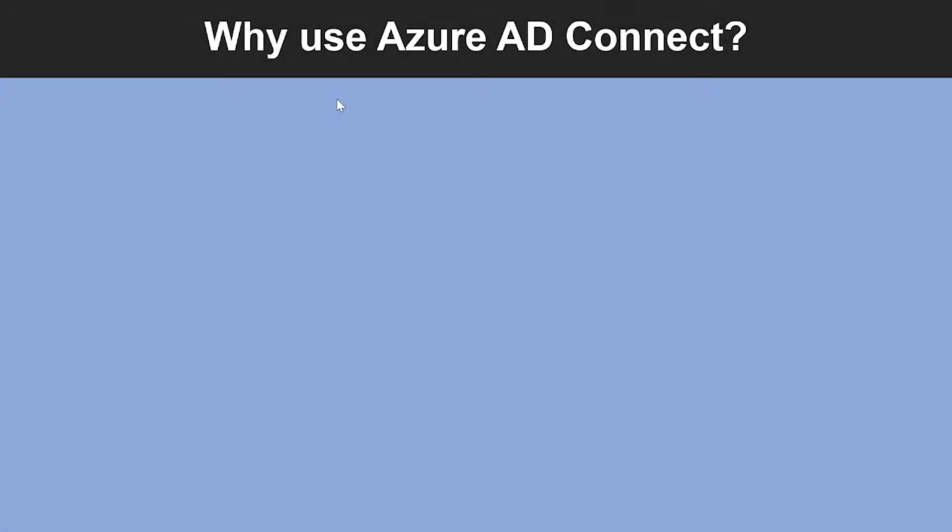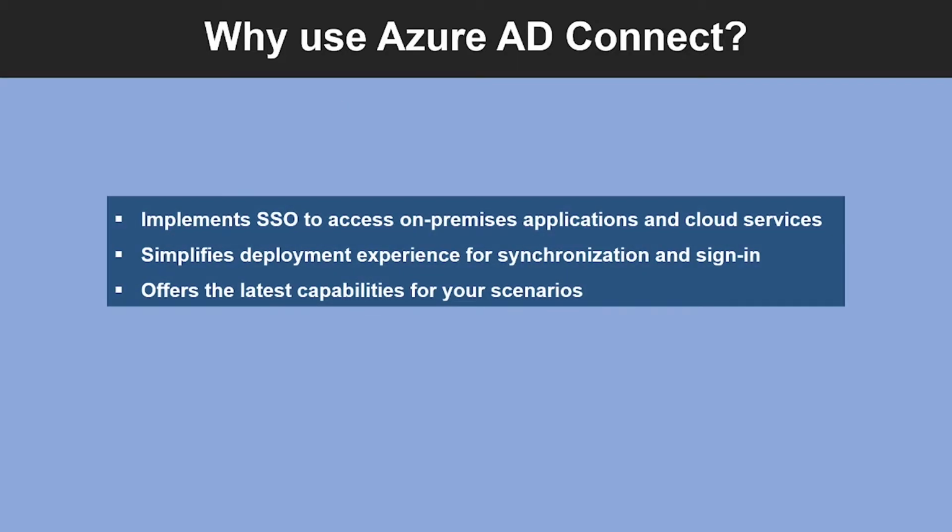Let us start with understanding why you should use Azure AD Connect. Integrating your on-premises directories with Azure AD makes your users more productive by providing a common identity for accessing both cloud and on-premises resources. So let's look into some of the advantages. Users can use a single identity to access on-premises applications and cloud services such as Office 365.